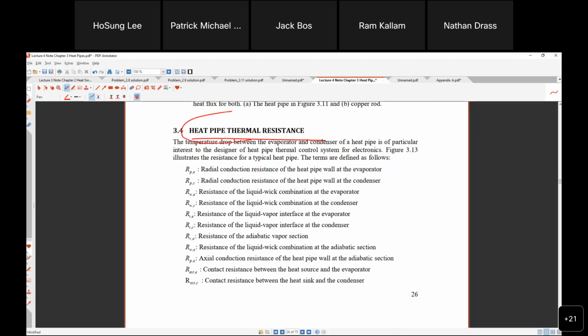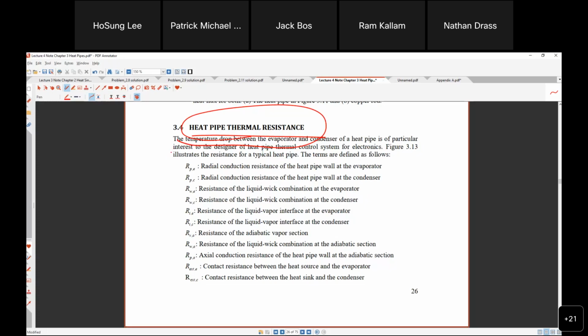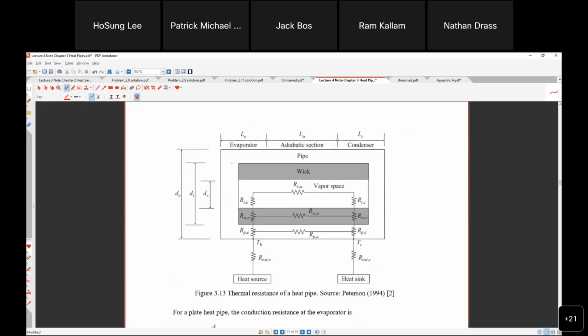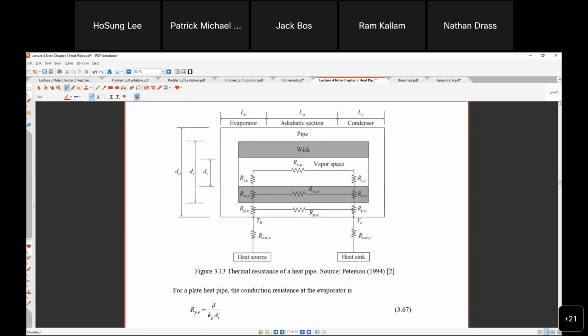So what is the heat pipe thermal resistance? The limit is a limit, not the actual heat flow. We can only estimate the limitation. But how can we handle the actual heat flow? Not the limit. The limit is one thing, but below the limit, what is the real heat flow? So we are looking at that now.